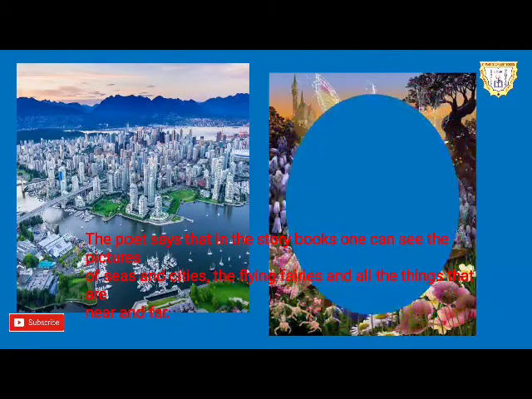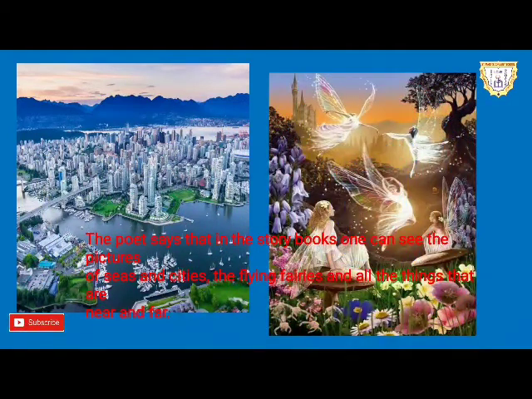"We may see how all things are, seas and cities near and far, and the flying fairies' looks in the picture storybooks." So the poet says that in the storybooks one can see the pictures of the seas and the cities, of the flying fairies and all the things that are near and far away from us.